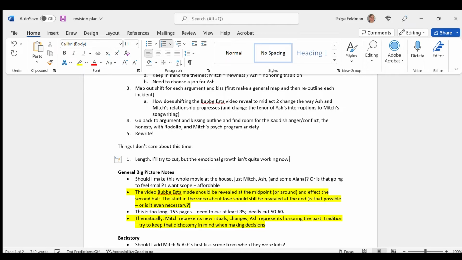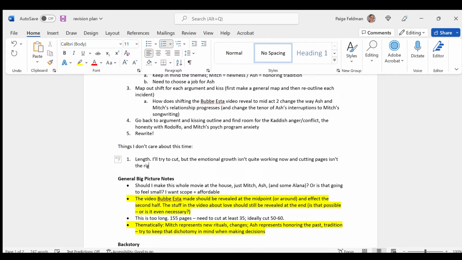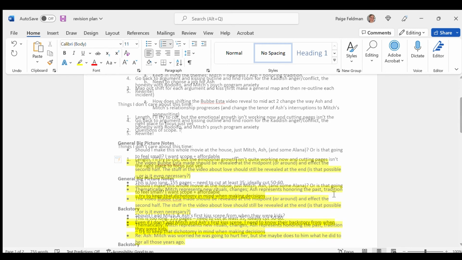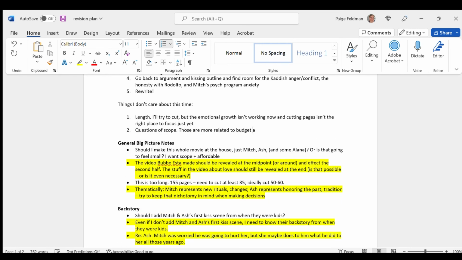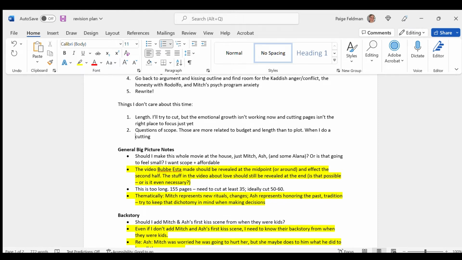1, length. I'll try to cut, but the emotional growth of my main characters isn't really working, and cutting pages isn't the right place to focus my attention and energy just yet. Number 2, questions of scope. Those questions are more related to budget and length than to plot. When I do a pass where cutting is paramount, that's when I'll confront these questions.